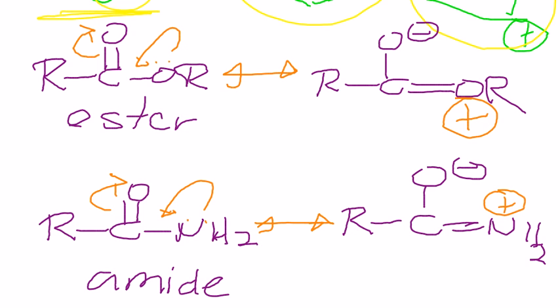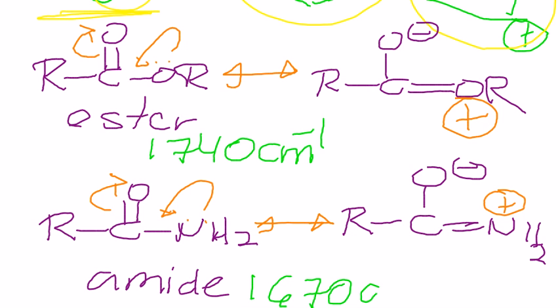Now, if we look at the location of the absorption of each of these on the IR, we see the ester is going to come in at 1740 wave numbers, and the amide is going to come in around 1670 wave numbers. So the question is, how can we explain this? It turns out the explanation is going to involve two separate issues: one is resonance and the other is induction.